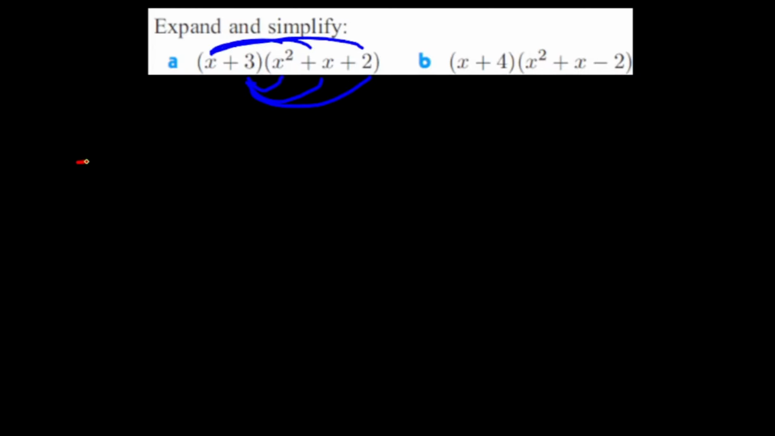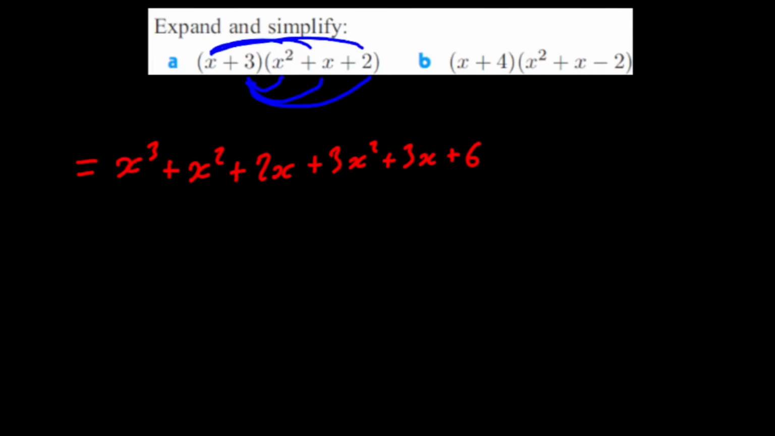This gives you x times x squared, which is x cubed, plus x times x is x squared, plus x times 2 is 2x, plus 3 times x squared is 3x squared, 3 times x is 3x, and 3 times 2 is 6. Now we look at the like terms.